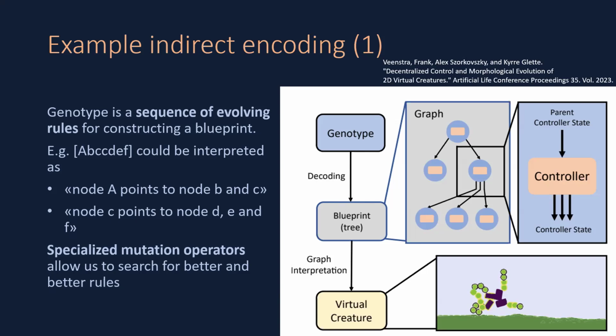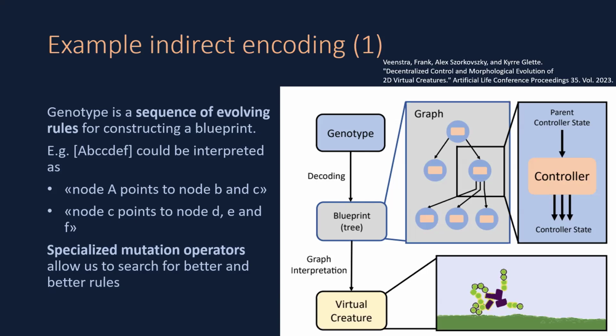Node A points to nodes B and C. Node C points to nodes D, E, and F. So this is just one way to interpret genomes as rules for building a robot. And that can take us from a genotype to a graph that specifies how our robot looks, if we follow a decoding like that. And then we can evolve better rules of this type by using specialized mutation operators, because typically making random changes to something like this is not going to end up with something that works. So we often want a bit more structured change than something random.